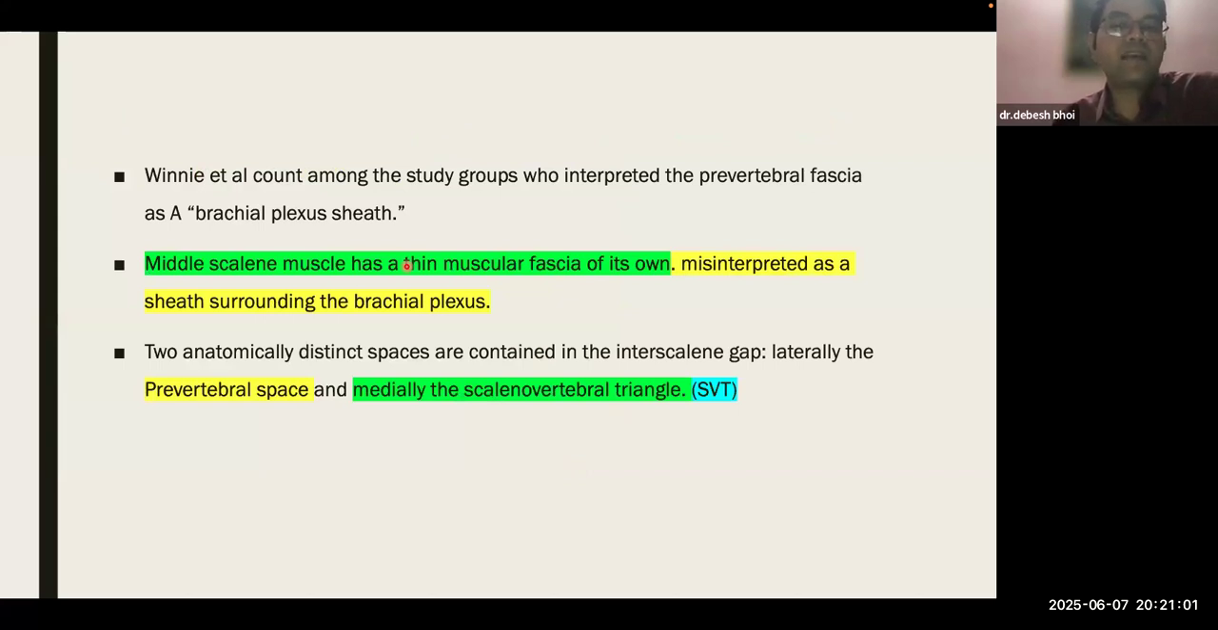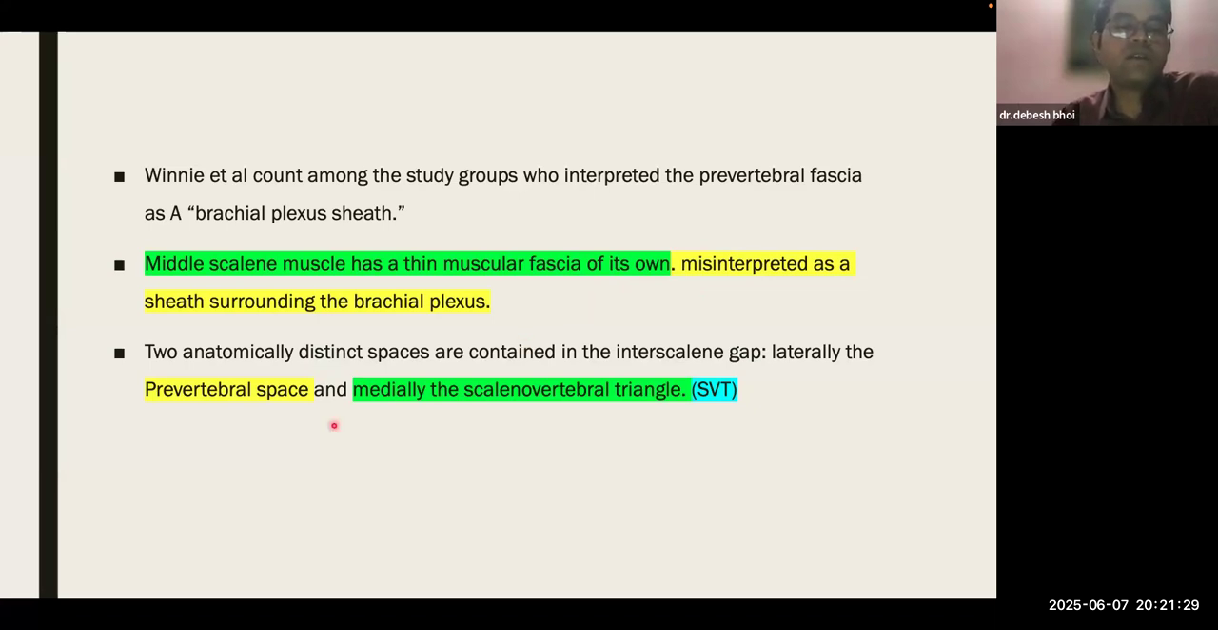So this prevertebral fascia is what some studies have interpreted as the brachial plexus sheath. When you are needling, you cross that fascia and feel a pop. If we compare the middle scalene muscle, in its microanatomy it also has a thin muscular fascia of its own. Sometimes when you do needling in this area, you may think this is the sheath around the brachial plexus, but rather it is the muscular fascia.